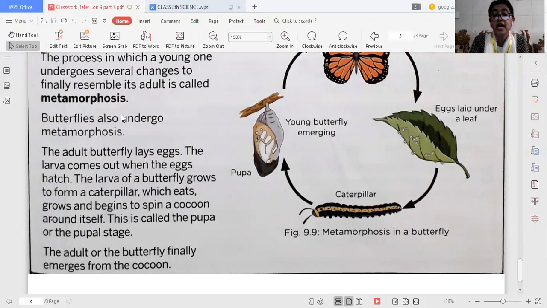So we have seen how metamorphosis, the transformation from egg to adult, takes place in the mosquito, then in the frog, and finally in the butterfly.